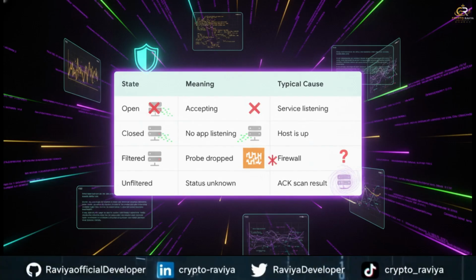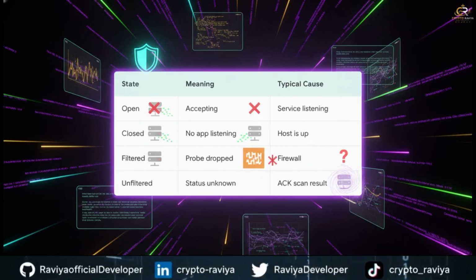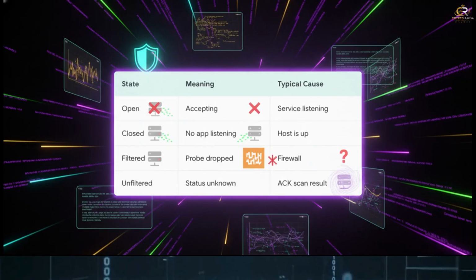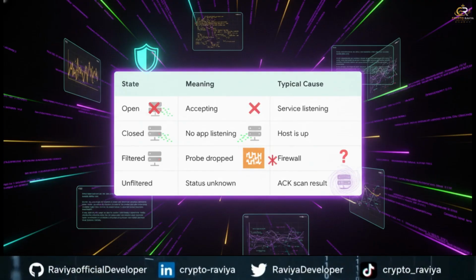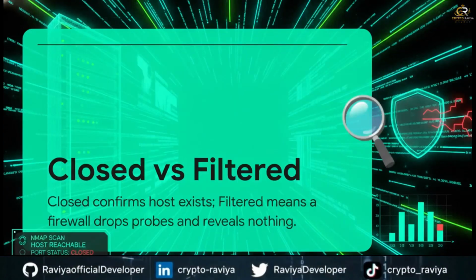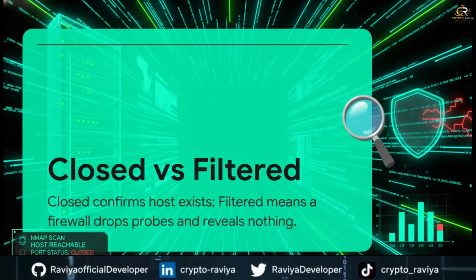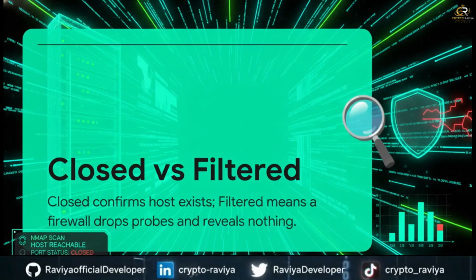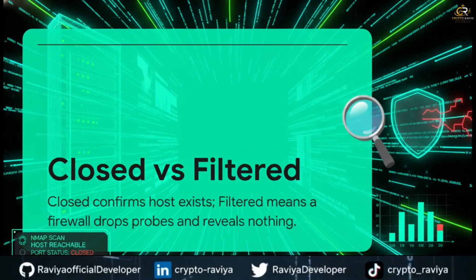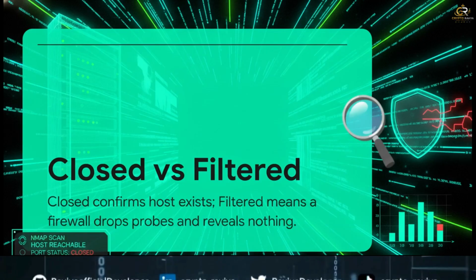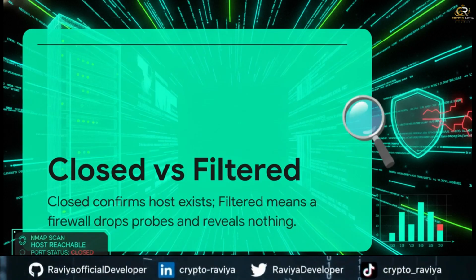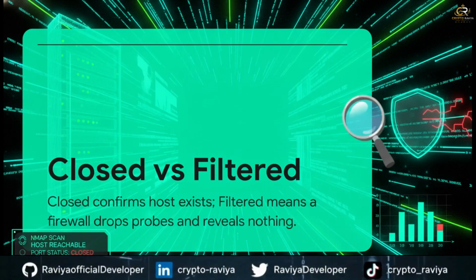Finally, unfiltered. You'll typically only see this pop up during an ACK scan. It basically means, hey, the port is reachable, but Nmap still can't quite determine its open or closed status. Now, I really want to hammer home this vital distinction between closed and filtered ports. You know, novices often look at a closed port and think, dead end. Actually, scratch that. A closed port is incredibly valuable intel. It confirms for a fact that the host exists and is reachable on the network.